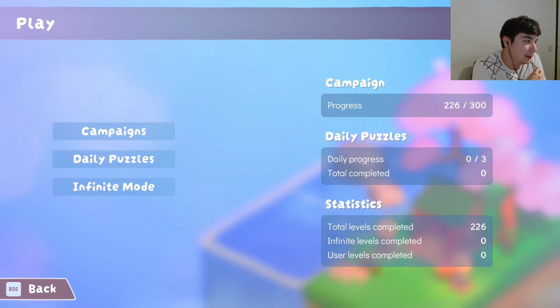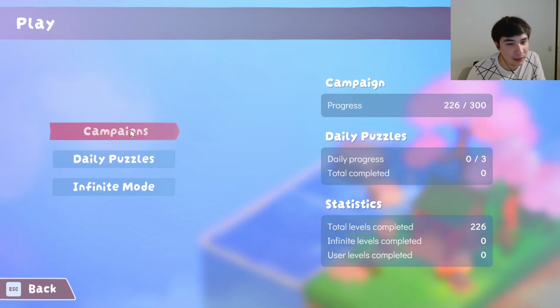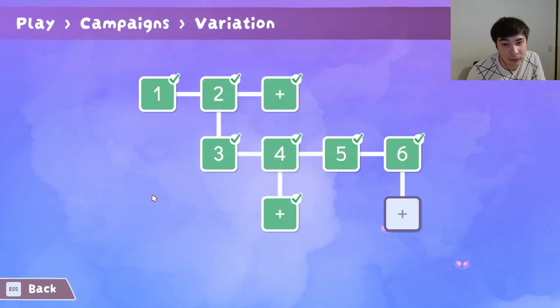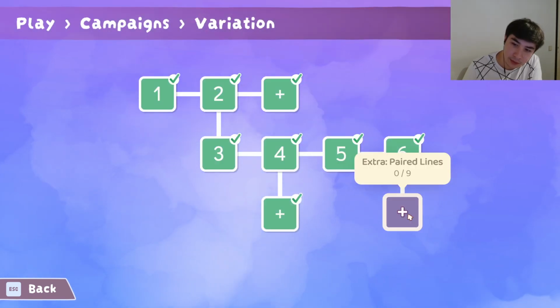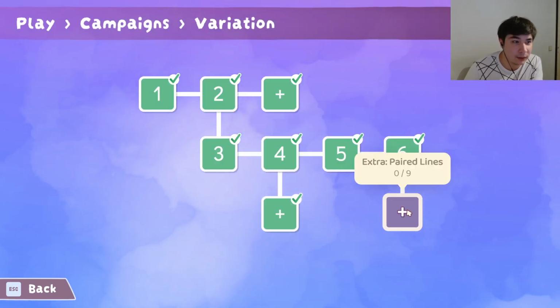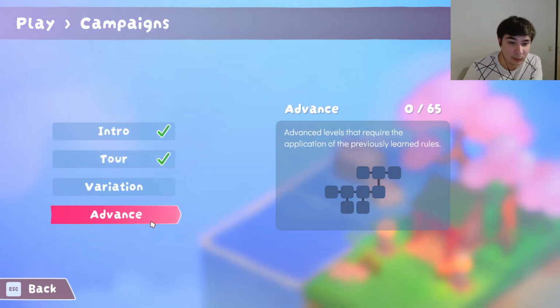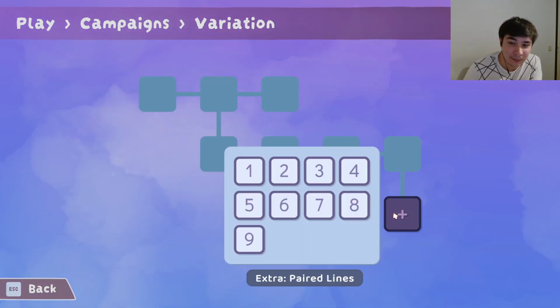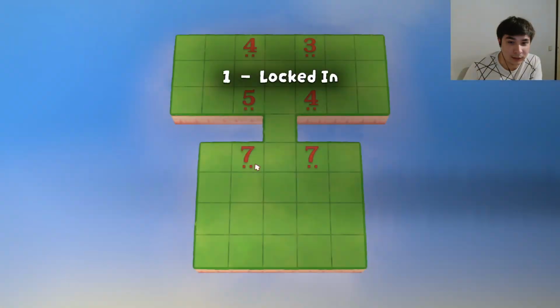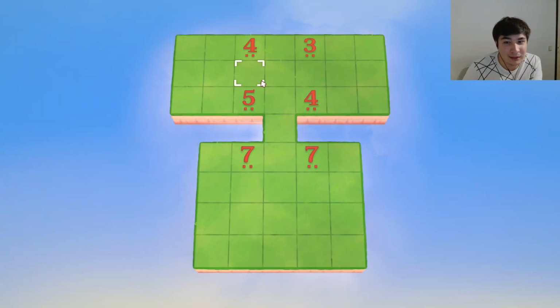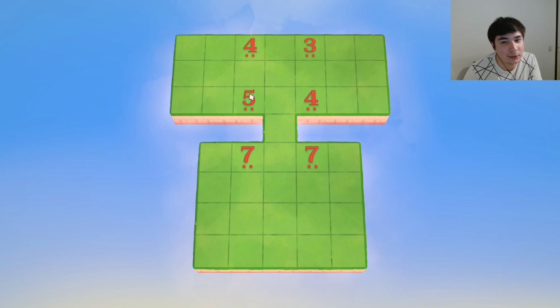This one's probably going to be a little bit shorter than the other episodes I did, which were like an hour each. I don't have a lot of time today, so I'm just going to do maybe two worlds here. So we'll do the last level here in variation, and we're going to do the first one for advance, I think. So let's start with paired lines. I guess this is gonna be... If it's gonna be paired lines, then maybe it's going to be about pairs and lines in the same puzzles.